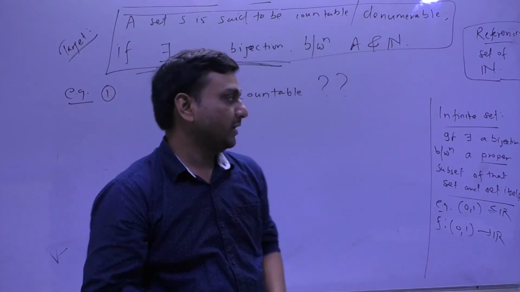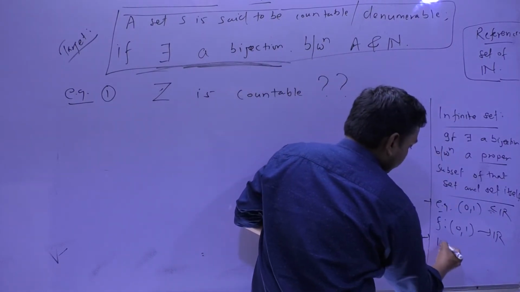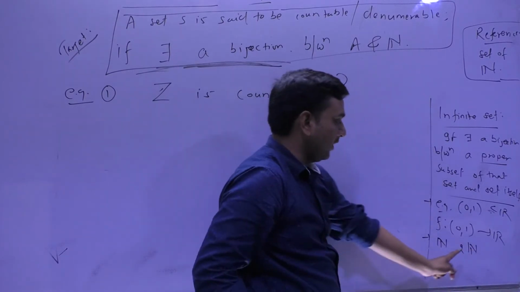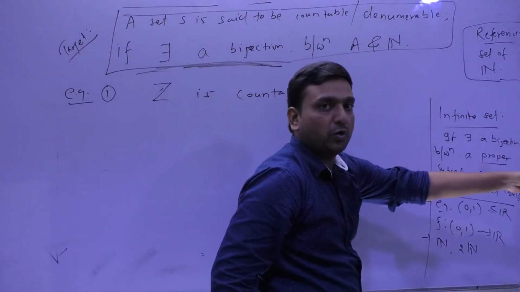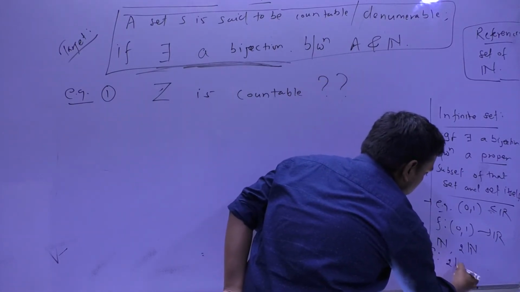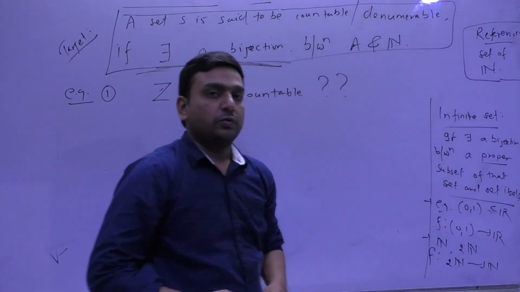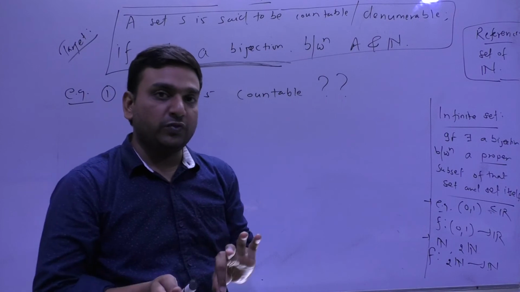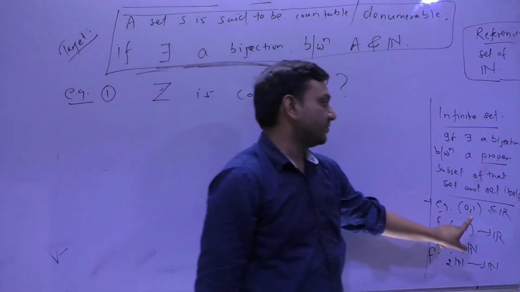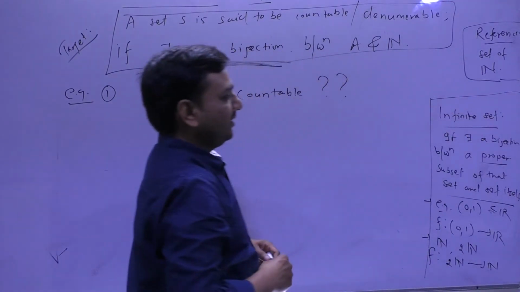You getting my point? Not only over R, you can talk about N and 2N. 2N means 2, 4, 6 and so on. So you can find a bijection between 2N and N. If this happens, then you say that the set is an infinite set. So please note this definition also.